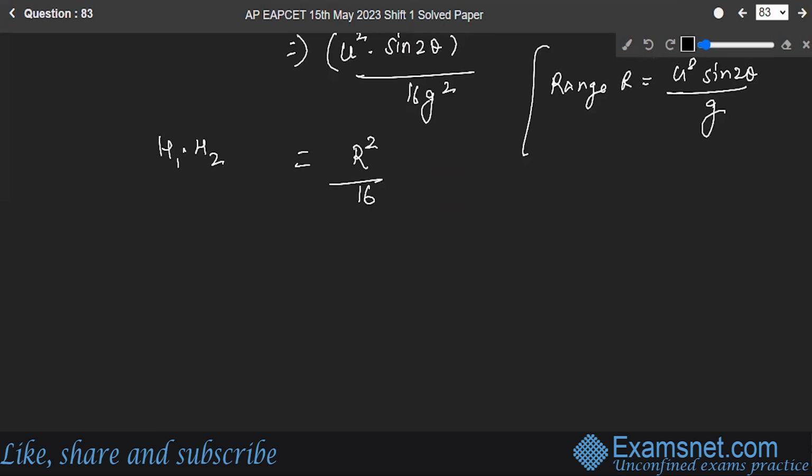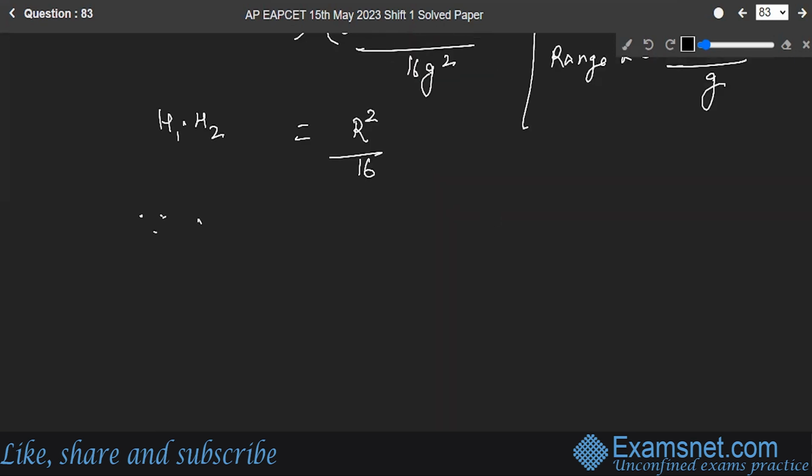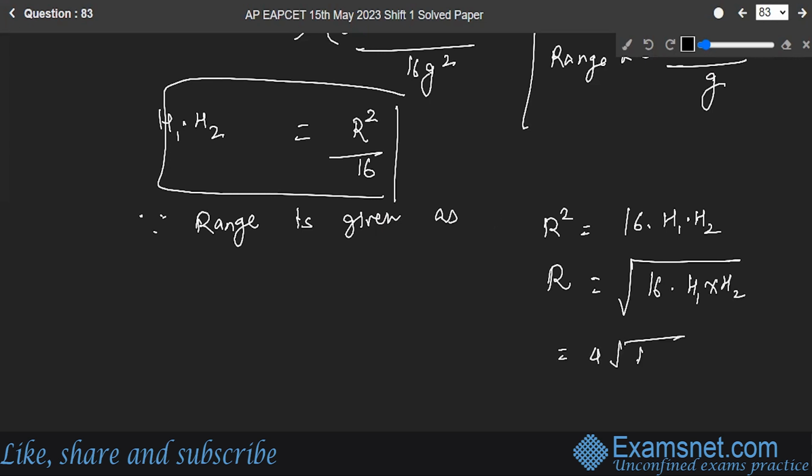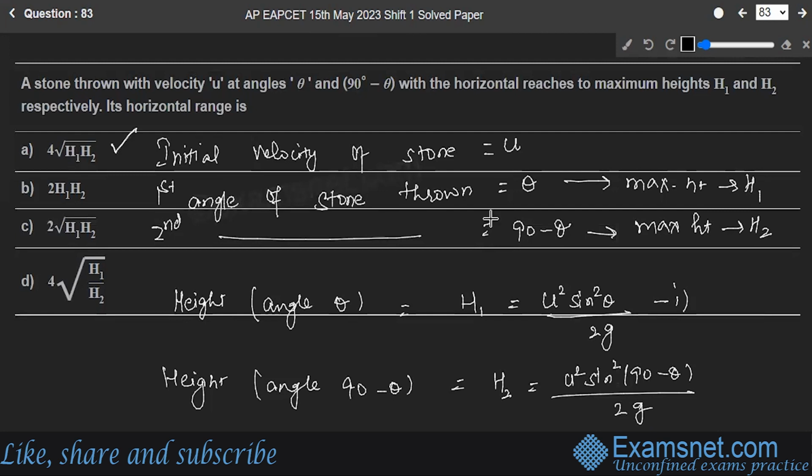Now because the range is asked, from here you have R square is equal to 16 into h1 into h2, or R is equal to root of 16 multiplied by h1 h2. This is equal to 4 root of h1 h2. That is equal to the range. So now let's check with the options. The horizontal range is option A. Hope you understood this. Next is question number 84.